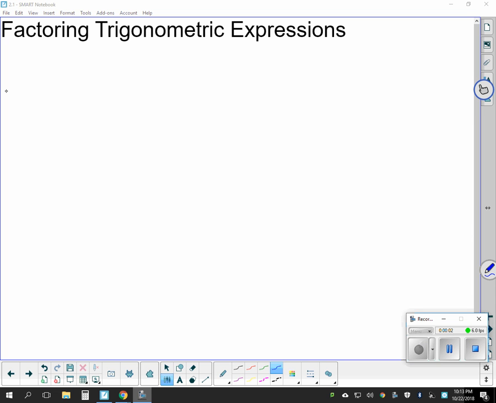Okay, continuing on with 2.1, more factoring. The directions here are actually just saying factor. Factor each expression: secant squared of theta minus 1. Think about how you factor.